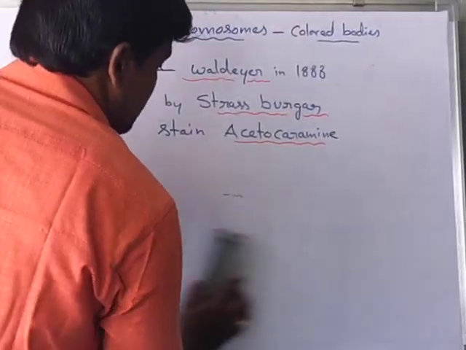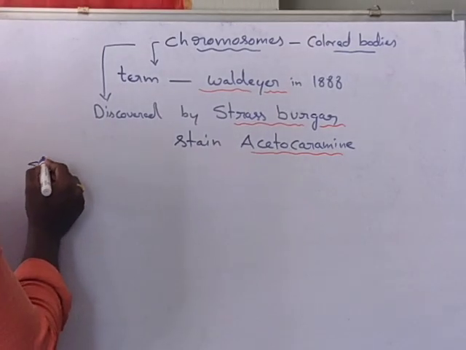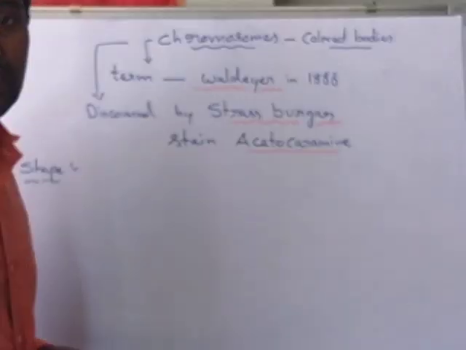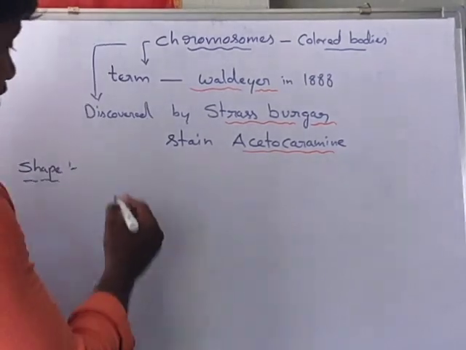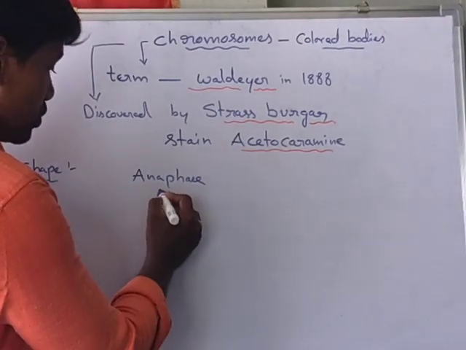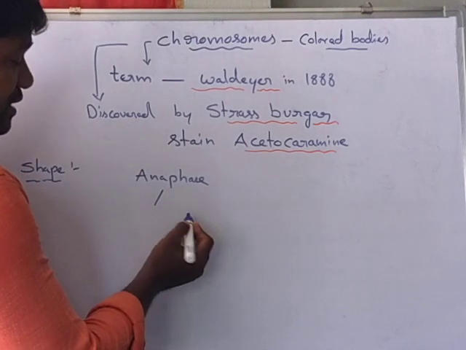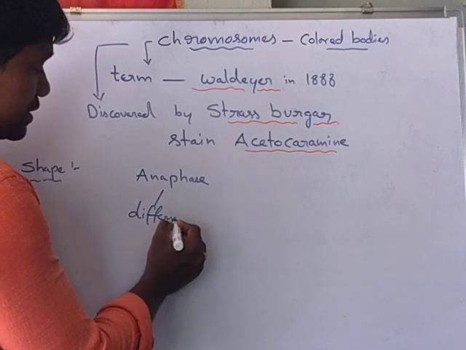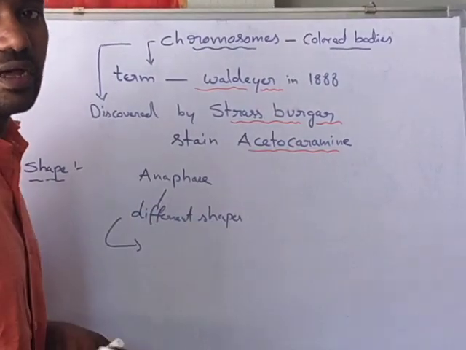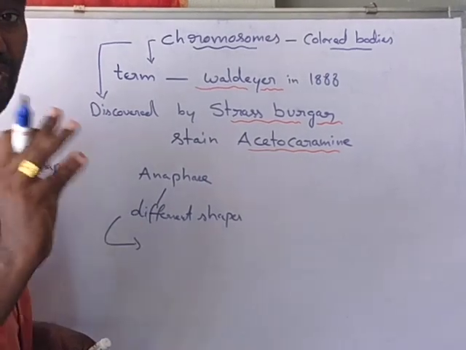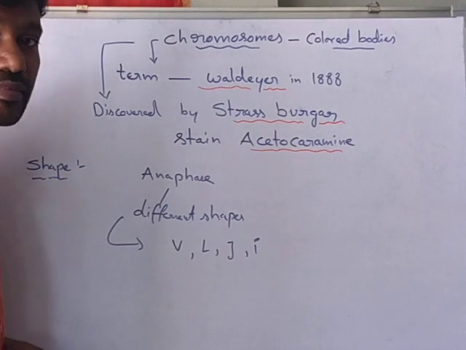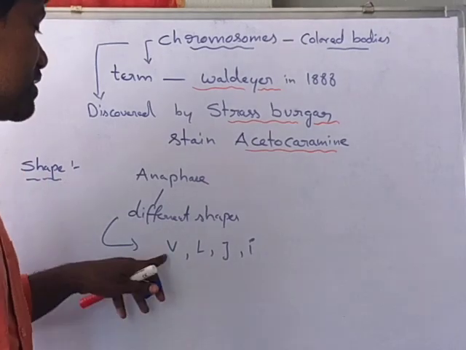Now we know the shape of the chromosome. Generally, in anaphase, at the time of cell division, the chromosomes show different shapes. These shapes are represented by English alphabet letters, that is V, L, J and I.